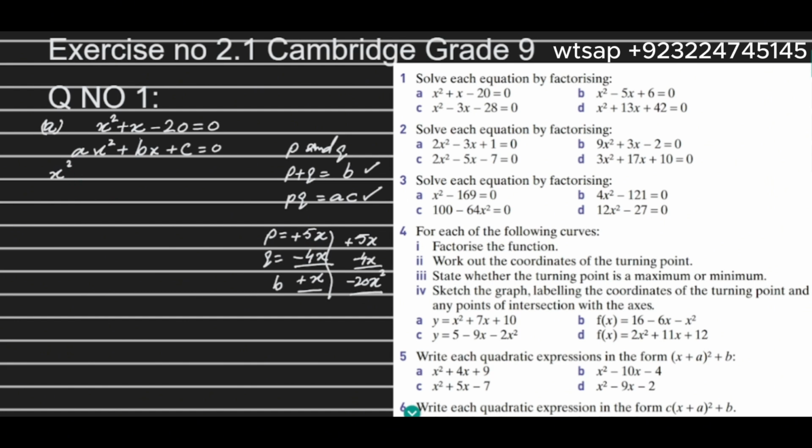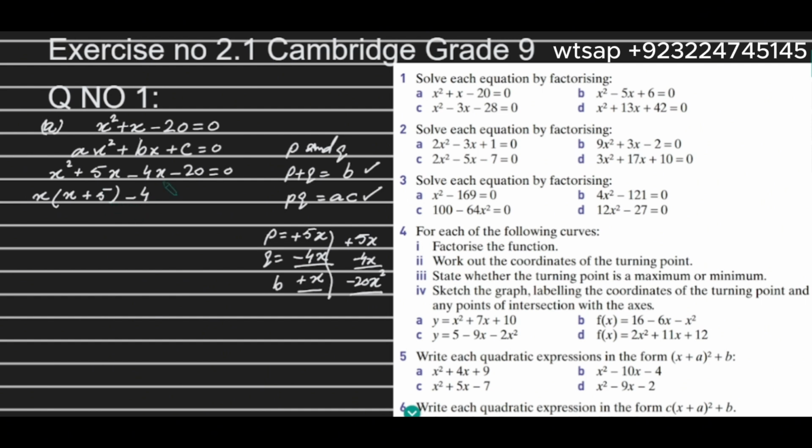This is the method of factorization. Here we replace the midterm and write plus 5x minus 4x minus 20. So we break the midterm in the form plus 5x minus 4x. Now we take common from x square plus 5x. We take common x. Here we get x, then dividing x square by x, we get x, plus 5x divided by x, we get 5.